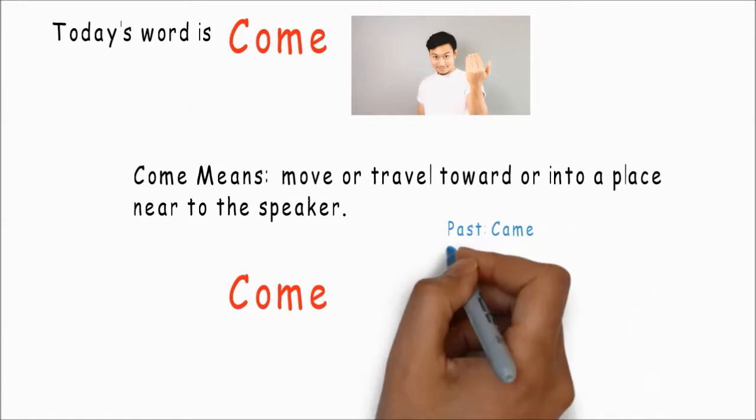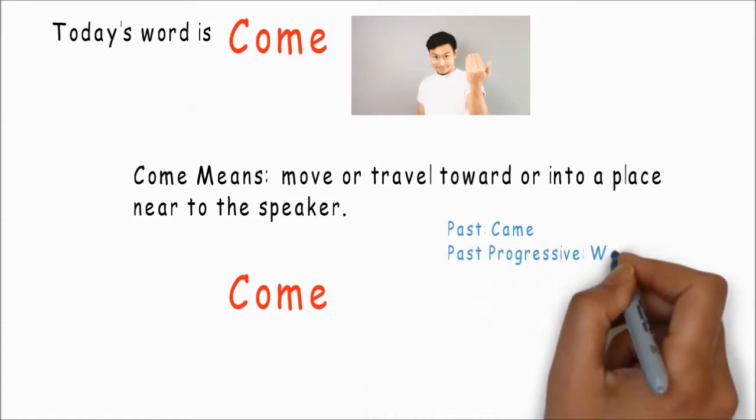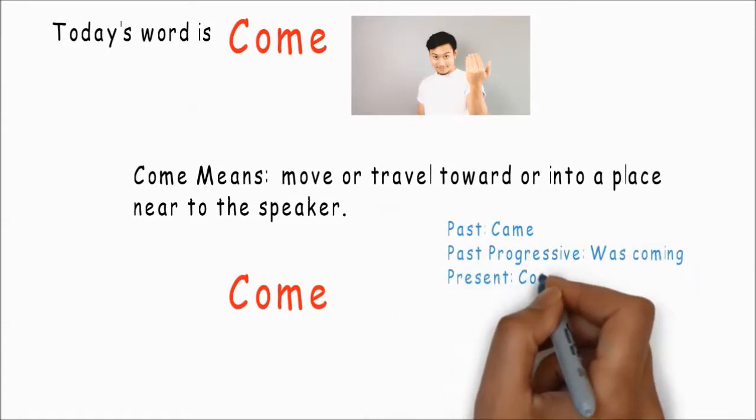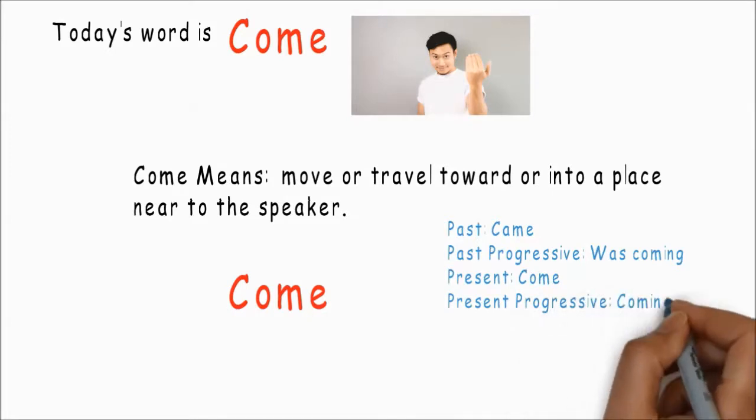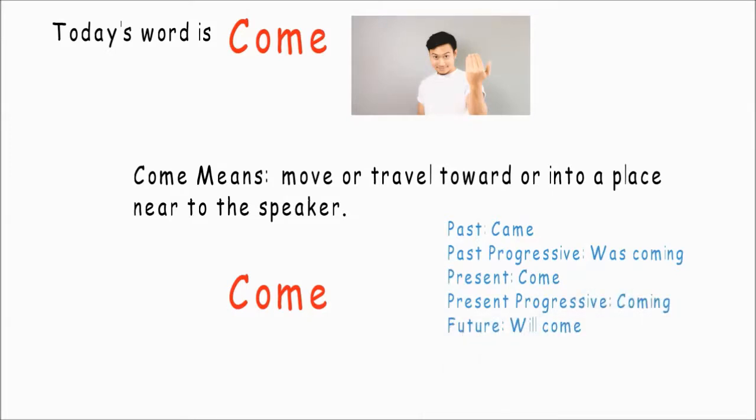Come. Past, came. Past progressive, was coming. Present, come. Present progressive, coming. Future, will come.